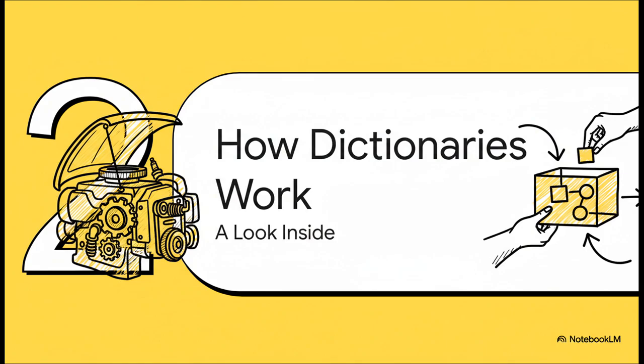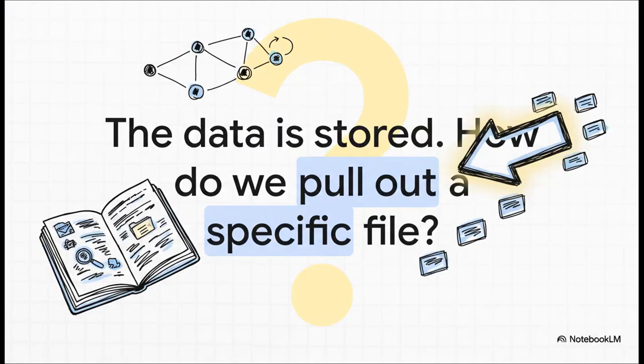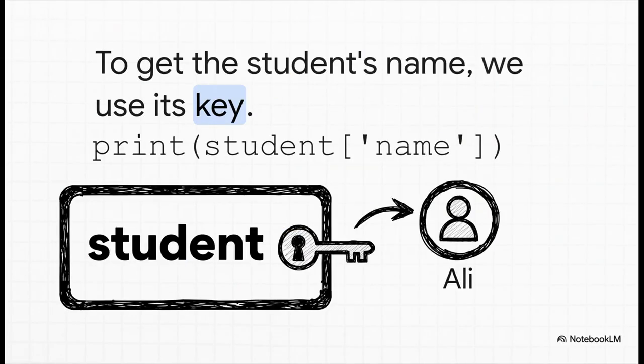Okay, so now we get what a dictionary is, but let's pop the hood a little bit. How do we actually use these things? Like, how do we pull information out? Or maybe add something new? This is probably what you'll be doing most of the time. We've got Ali's information all stored away neatly in our student dictionary. But what if all we need is his name? How do we grab just that one specific file from the cabinet? Well, it's actually incredibly simple. All you have to do is mention the dictionary's name, student, and then in square brackets, you just give it the key or the label of the file you want. So student name goes directly to that key and pulls out the value, which of course is Ali. It's so direct, so efficient.